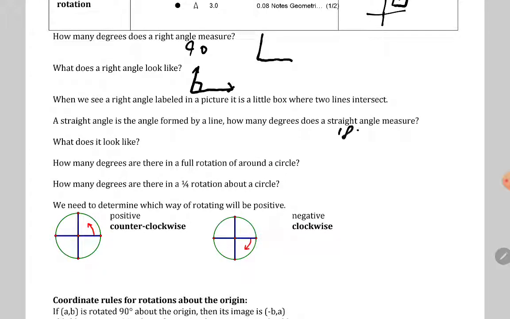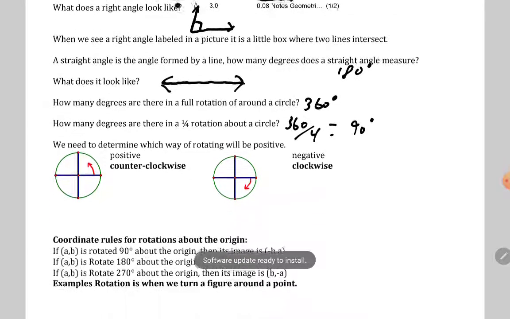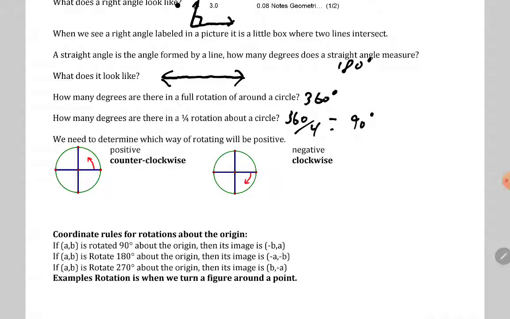A straight angle is 180 degrees, and a straight angle is a straight line. How many degrees are there in a full rotation around a circle? Spin around one set, you do a 360. How many degrees are there in a quarter rotation of a circle? You take the 360 divided by 4, and you get 90. So remember, once again, positive degrees means counterclockwise, negative degrees is clockwise.